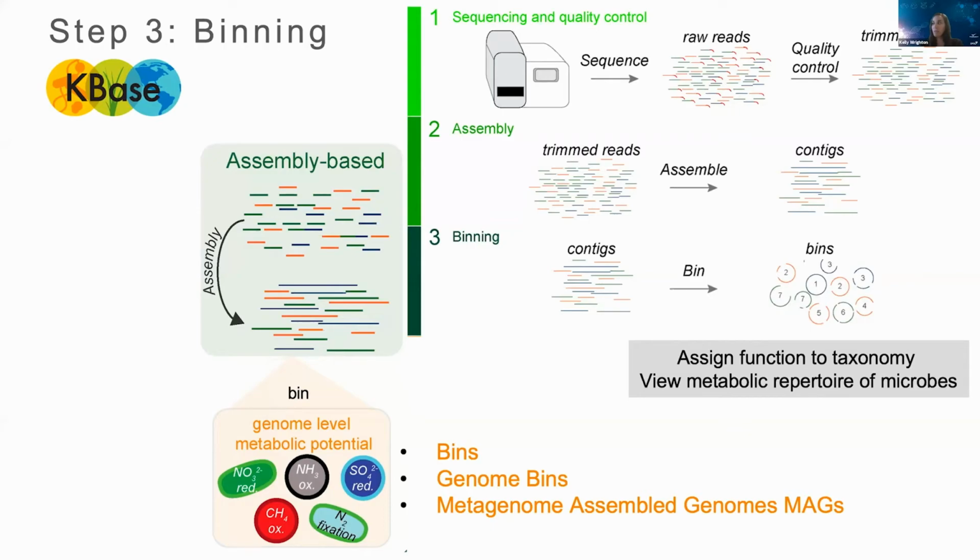What the bins give us, as we discussed earlier, is it allows us to link the red bug and its name to a certain function. It also allows us to look at the metabolic repertoire of that red bug and the other constraints on that metabolism that may be dictated by other nutrients or other resources that are beyond the capacity to oxidize methane, for example.